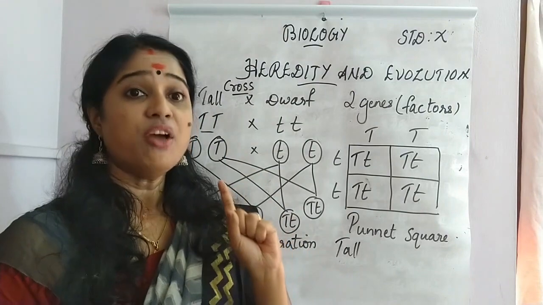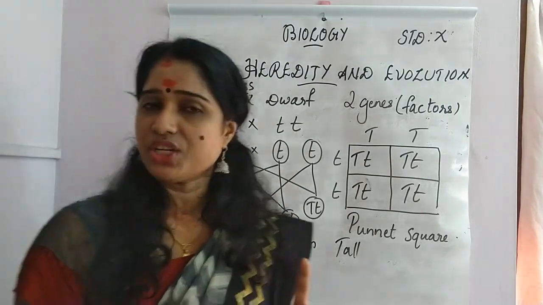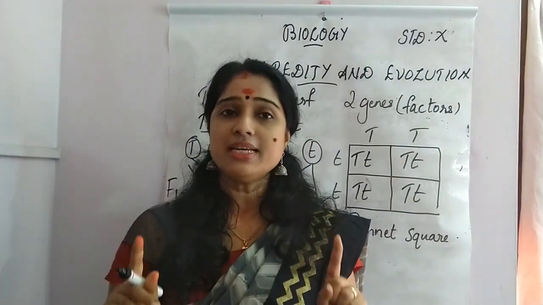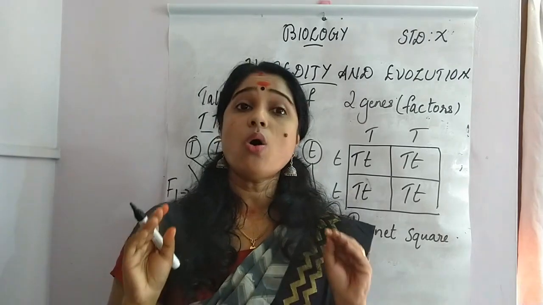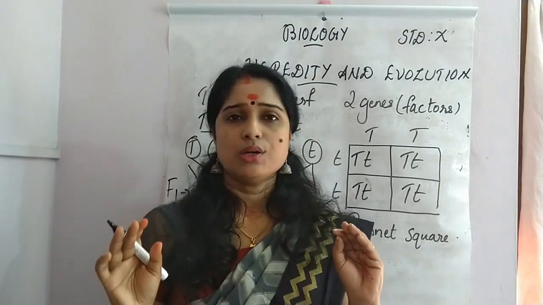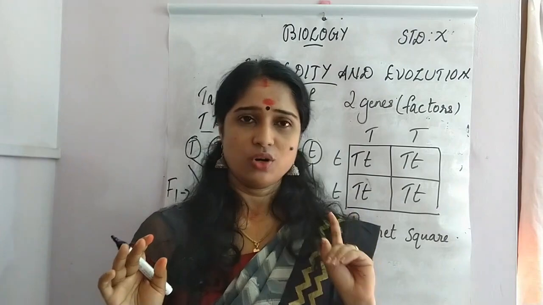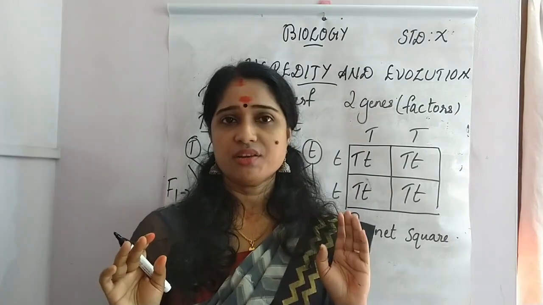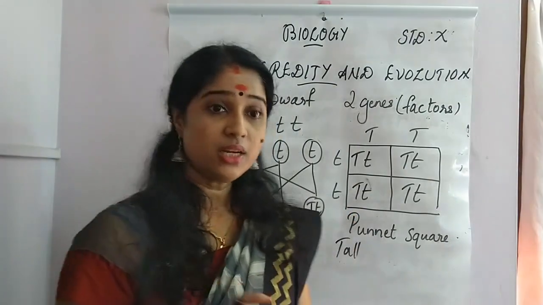We can call it as what? First filial generation. What is that? First filial generation. All the offsprings were tall. Then Mendel was really in a confusion. What happened?